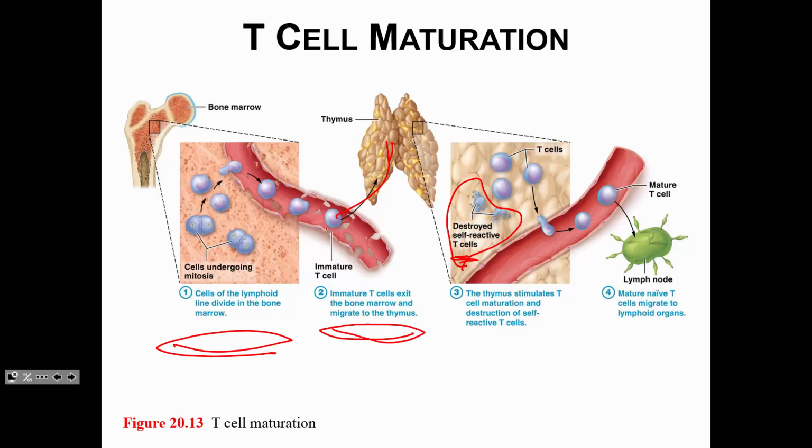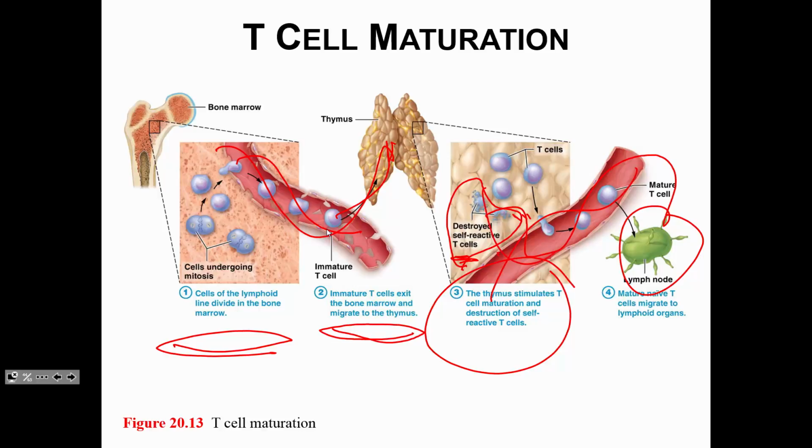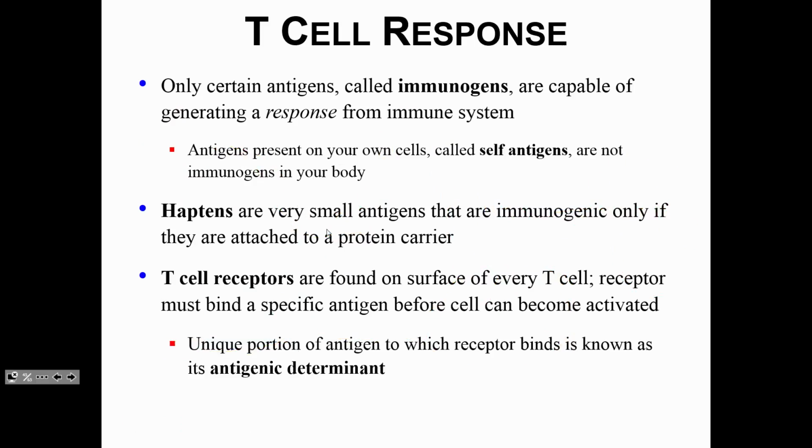Okay, once they pass the screening from the thymus, they go back into the bloodstream and they migrate to a lymph node, and that's where they wait to come in contact with an antigen. Okay, notice the blood, right? Blood's our transport. It takes cells from the bone marrow to the thymus, and from the thymus to the lymph node. Okay, all right, so we know how they mature. Now let's talk about the response. All right, only certain antigens, which we call immunogens, are capable of generating a response from this immune system.